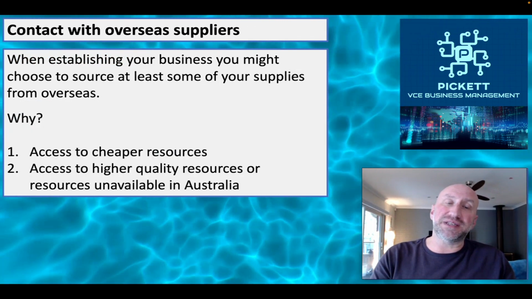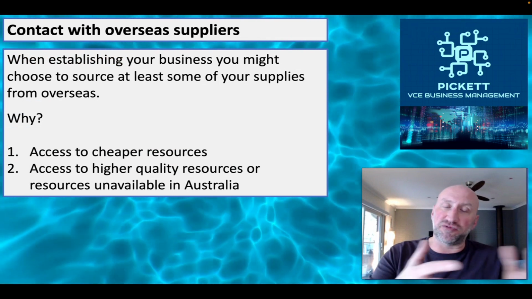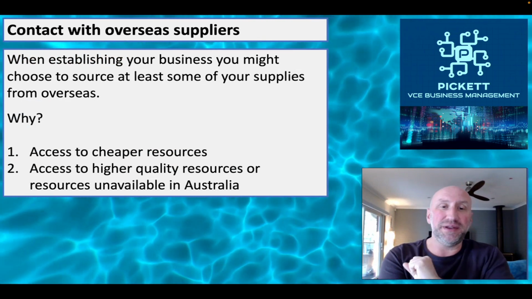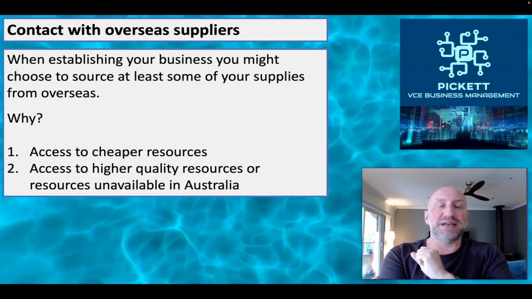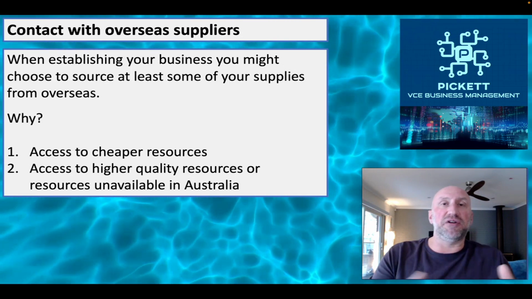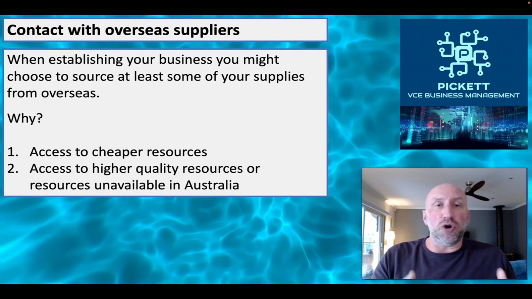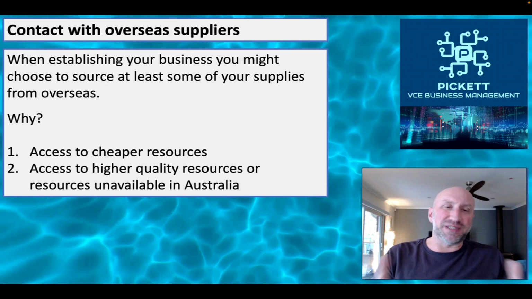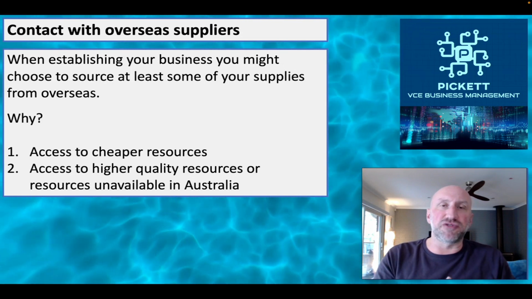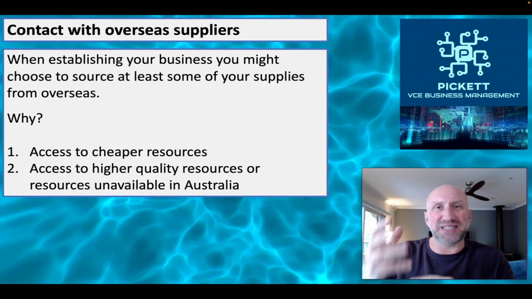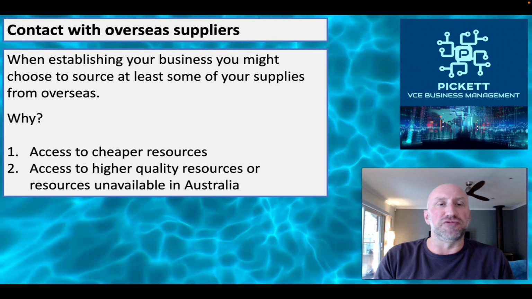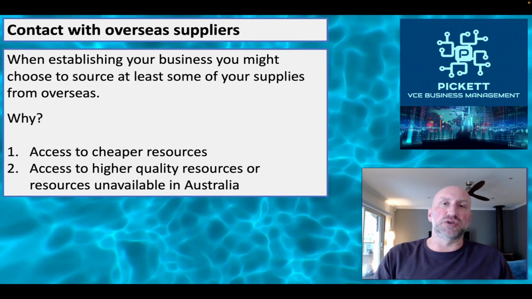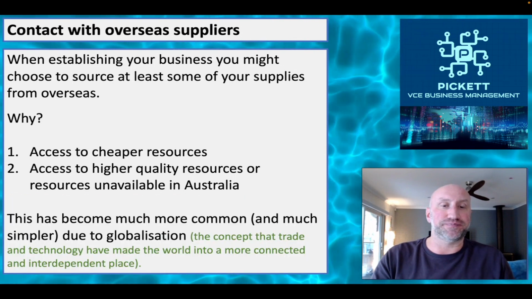Why might we do this? Again, we touched on this in that video, but just to remind ourselves, access to cheaper resources is the big one. And it also might be that you can access resources that are either not available in Australia or are of a higher quality if they're sourced in another country. But I would say that number one is really a massive percentage of the time the reason why businesses do this, why they're accessing resources from other nations.